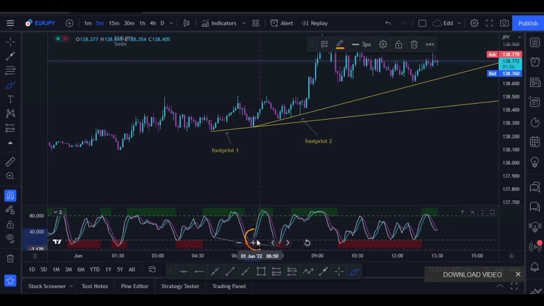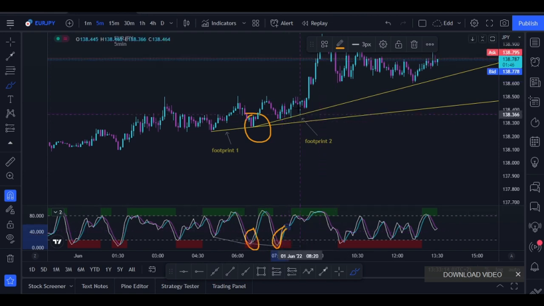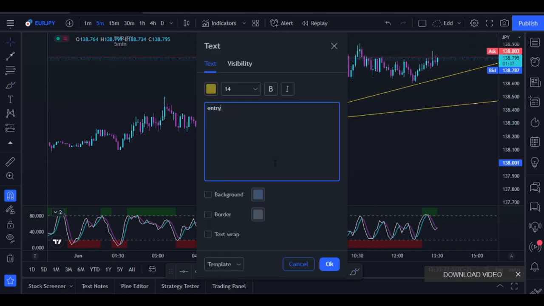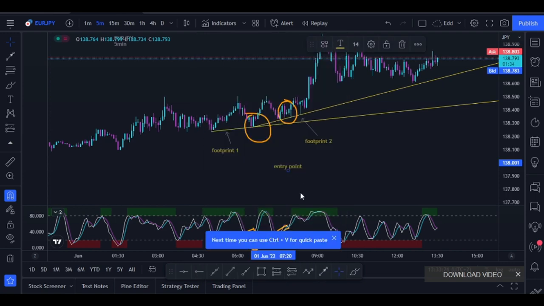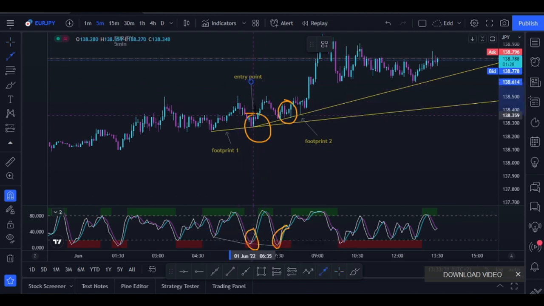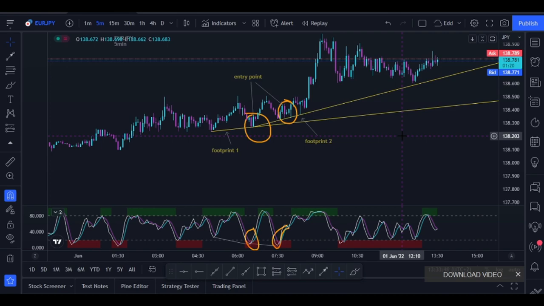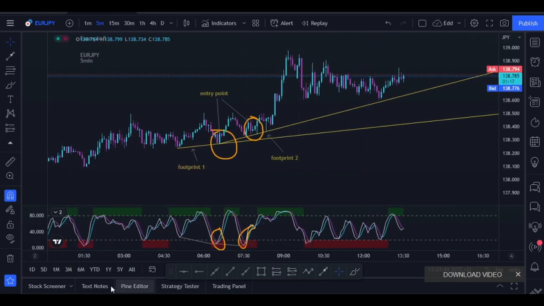Then I executed right there on the first footprint, which is here on the chart, and I executed over here. Where's this? Here on the stochastic, and over here on the chart. Now let me show you why. Let me just type this here. Entry point. Okay, let's put this up here and let's draw a line here to there. Right, and let's just draw another line from here to there. Okay, right, that's how that trade set itself up.